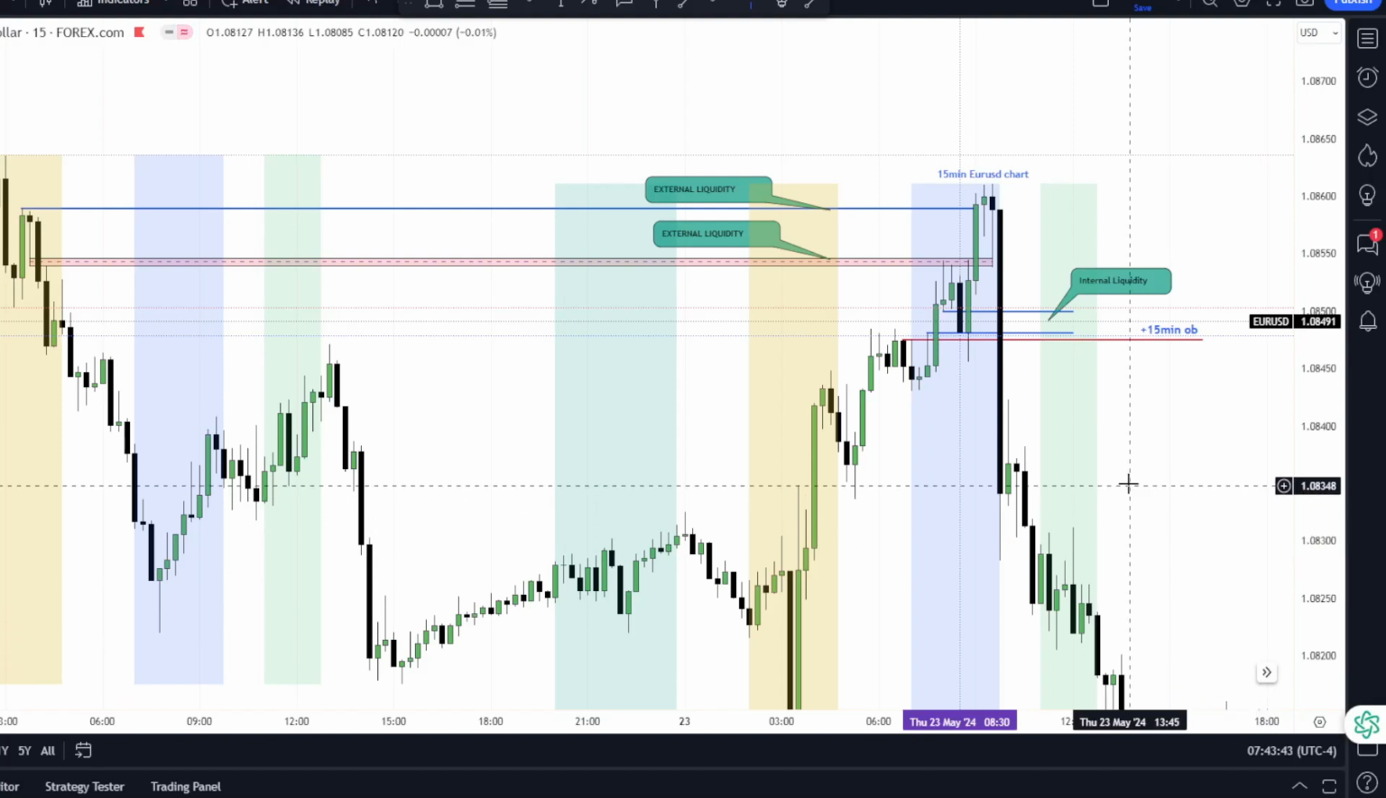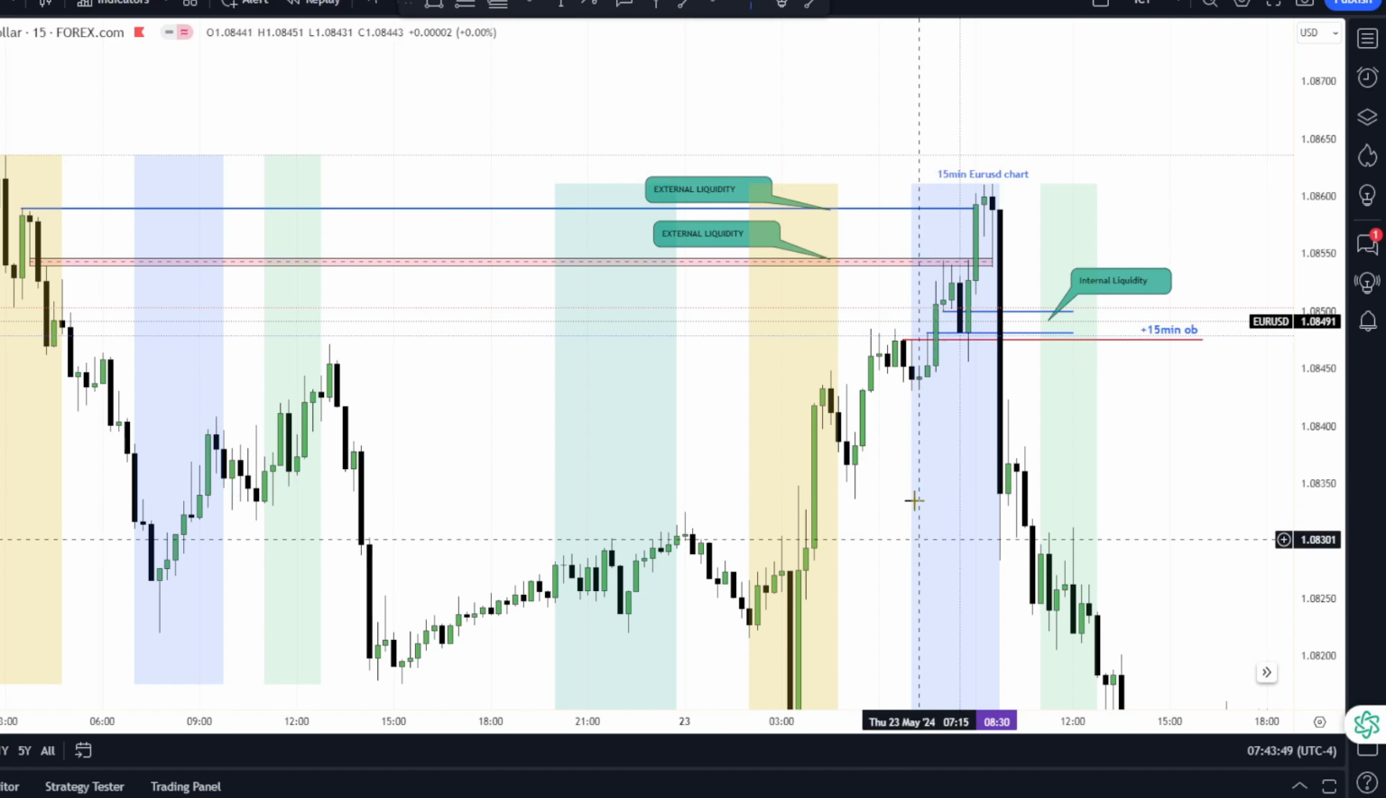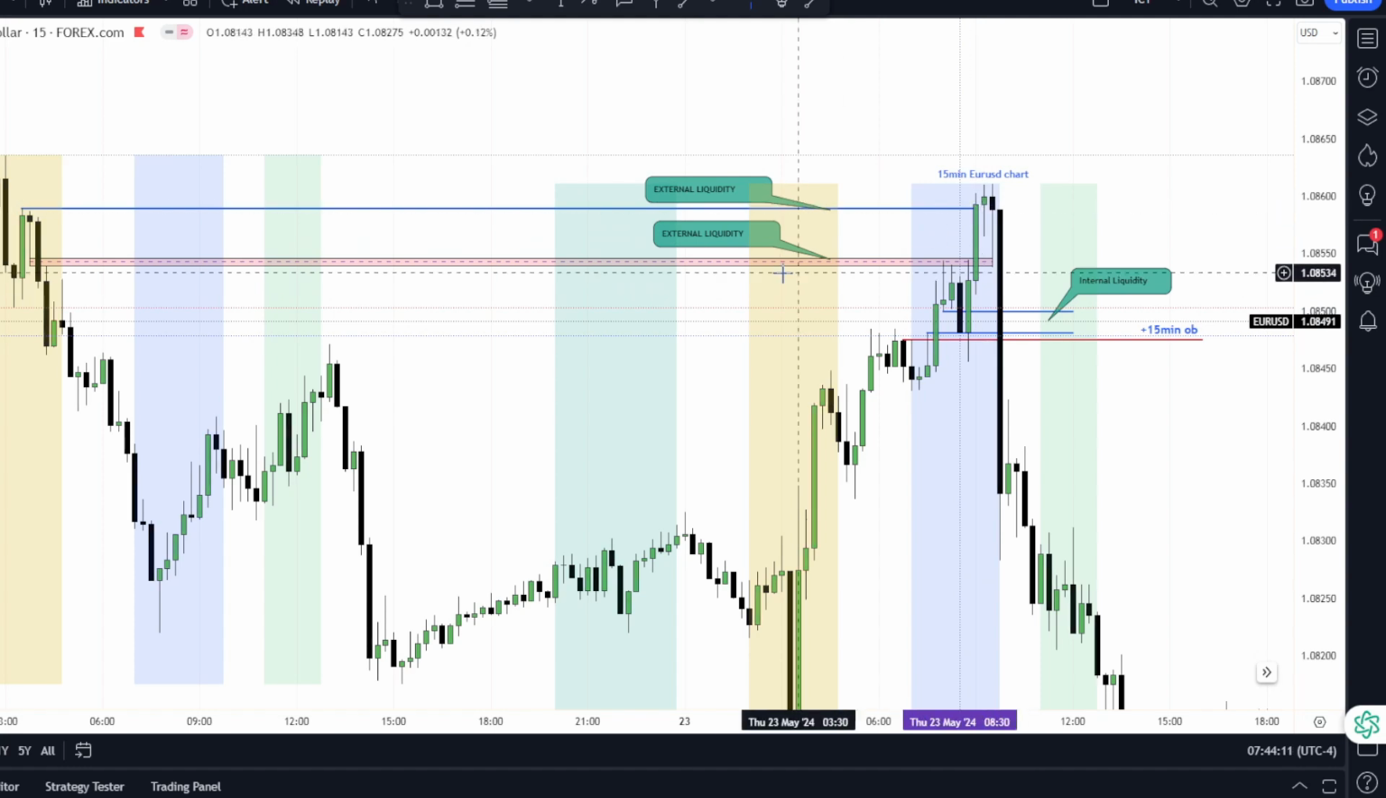Let's talk about an example for a continuation trade pattern. On this day, after the 8:30, price respected this 15-minute fair value gap and 15-minute OB, which are the PDRAs of the 15-minute time frame. Then price ran for an external level liquidity. So when the price is doing this respect, then we will move into the lower time frame.